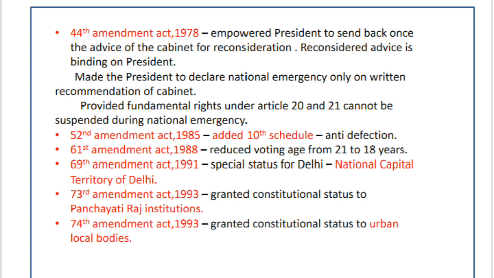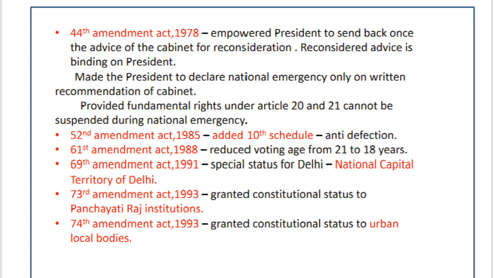Then the 44th Amendment Act of 1978 also empowered the President to send back one's advice of the Cabinet for reconsideration. The reconsidered advice is binding on the President. It also made the President to declare national emergency only on written recommendation of the Cabinet. The 44th Amendment Act of 1978 also provided that the fundamental rights under Article 20 and 21 cannot be suspended during the national emergency. Then the 52nd Amendment Act of 1985 added the 10th schedule, that is anti-defection.